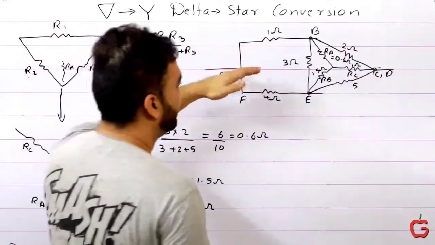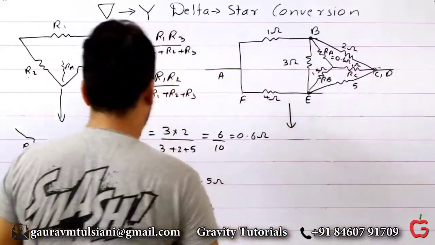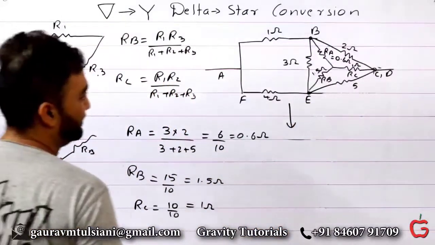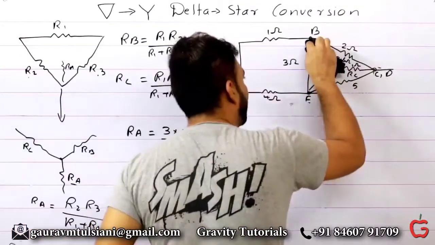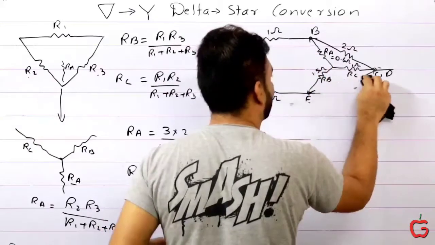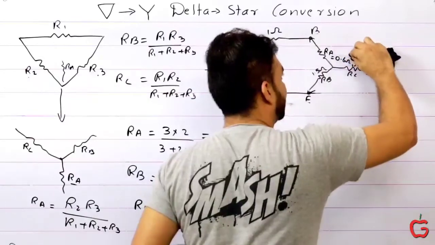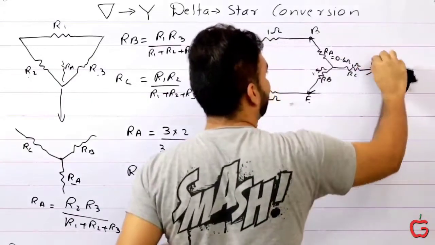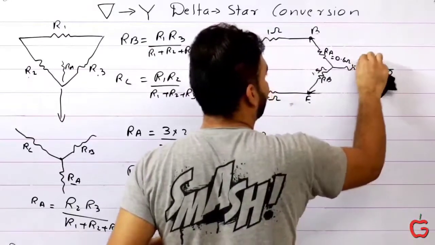So we can redraw this circuit. I'll rub this itself. So we can remove the triangle now. We don't need these. We don't need this. So now we have a simplified circuit. So again, this becomes a series parallel case.